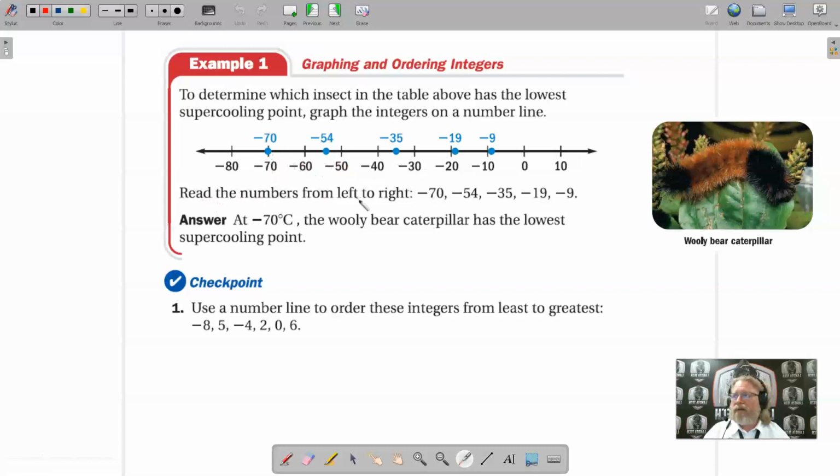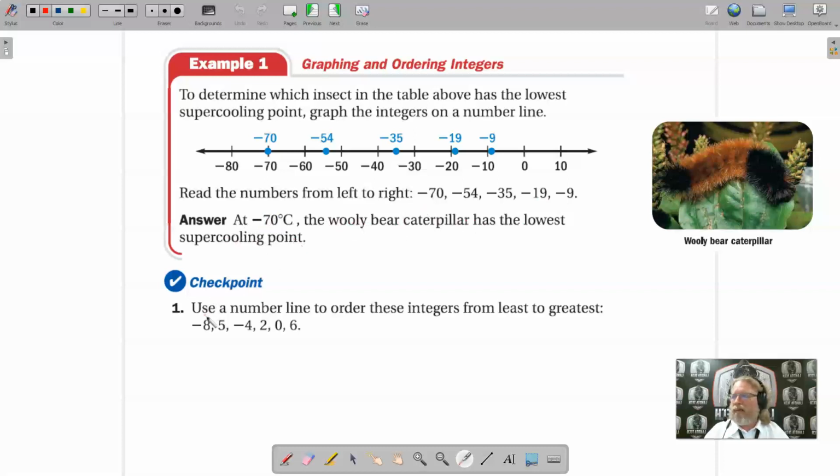So we read the numbers from left to right as -70, -54, -35, -19, and -9. So this is the order from least to greatest. So the number in this list here, -9, is the greatest number. Even though it's negative, it's still the greatest there because, well, there are no positive numbers. So our answer is that at -70 degrees Celsius, the woolly bear caterpillar has the lowest supercooling point.